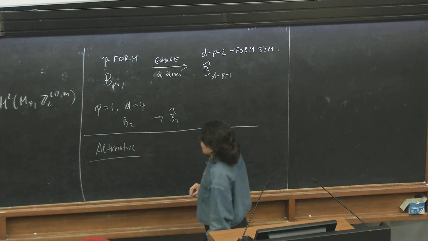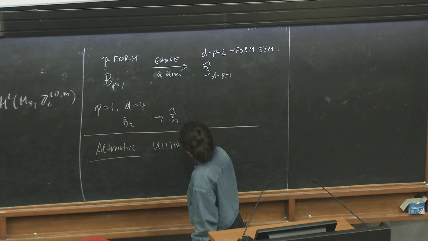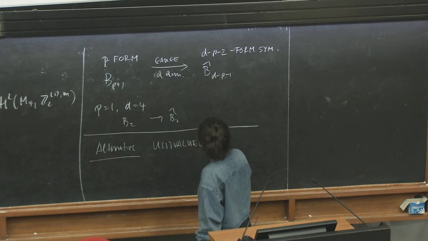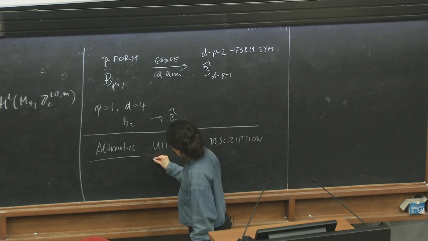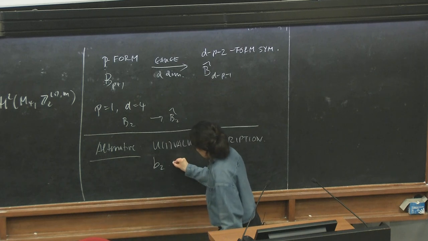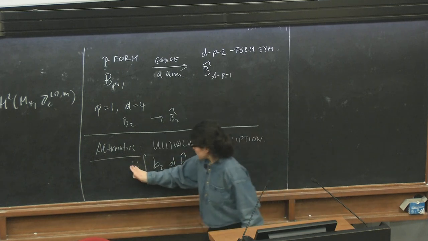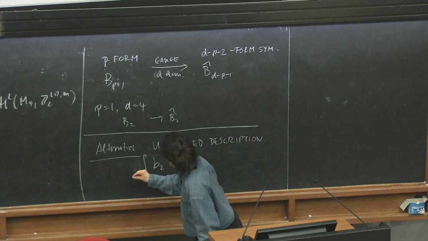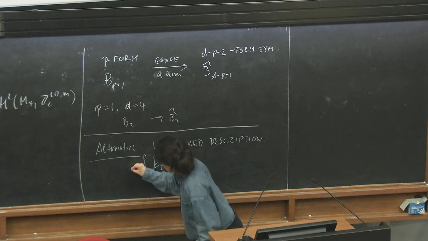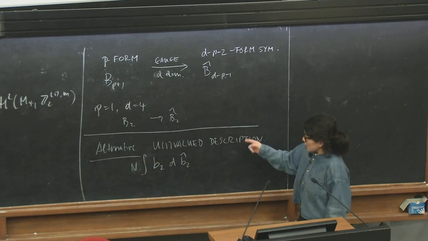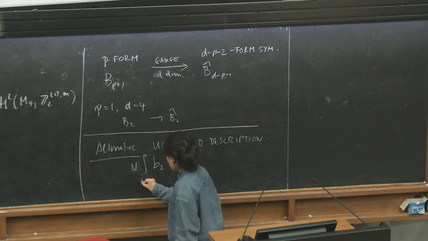description, where these are actually U1 valued. The fields, I should maybe call them now little b2, have an action in the following way. So let's say we are looking at a p-form symmetry. Let's leave it as Z2, but we can put it as N. So these are U1 fields, B2 and B2 hat, and I have an action here in five dimensions.